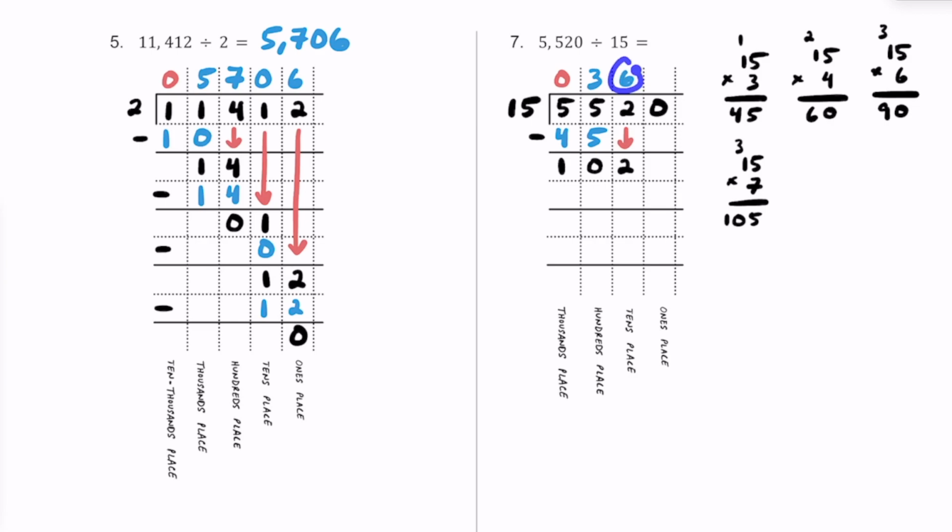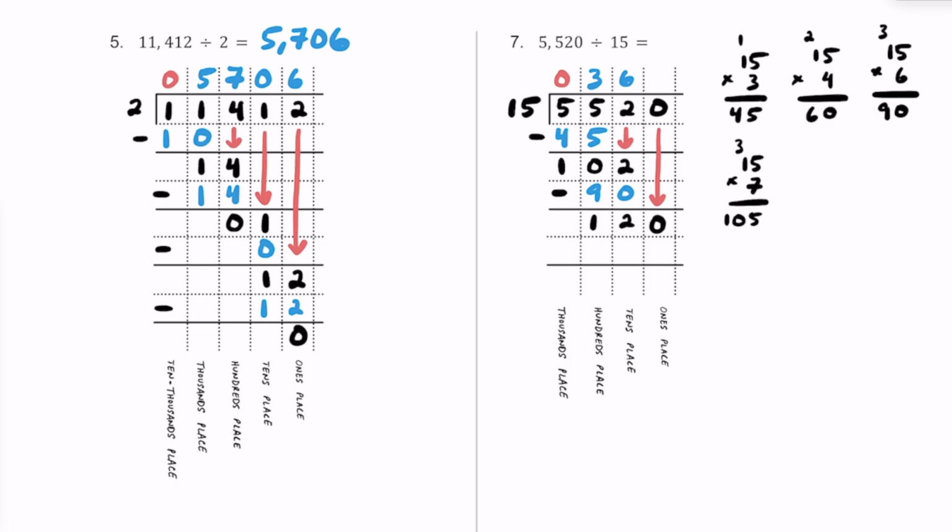Put the 6 up top, so 6 times 15 we know is going to be 90. And let's see how far off we are here. 2 minus 0 is going to be 2, then 10 minus 9 is going to be 1, so we're off by 12, and that remainder is less than 15, so that's fine. Go ahead and bring the 0 down. So now it's going to be 120, and we'll hopefully just repeat this one more time.